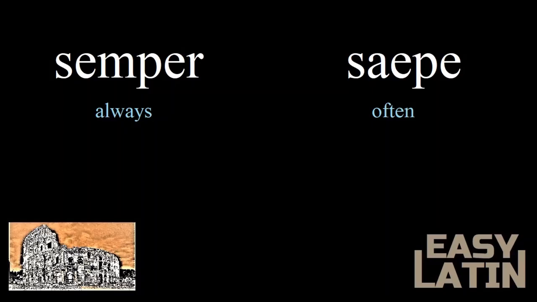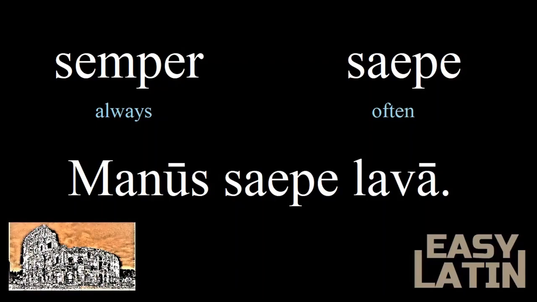The words meaning always and often look very similar. Semper means always, and saepe means often. Right now, people will tell you to manus saepe lava, which means wash your hands often. Especially if you get sap on your hands, you'll need to wash them often. Something to try and help you remember this form.